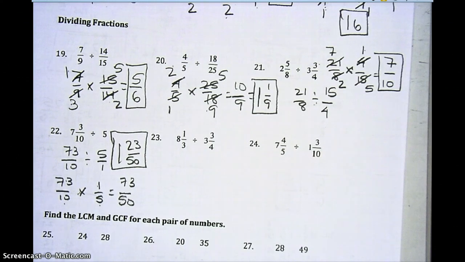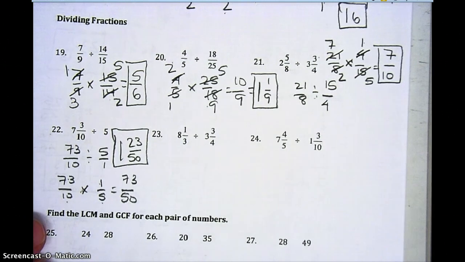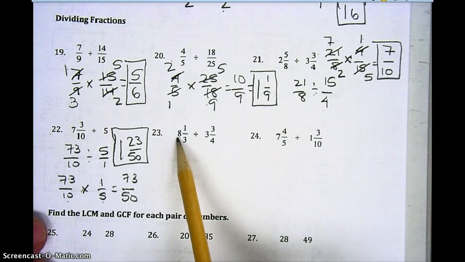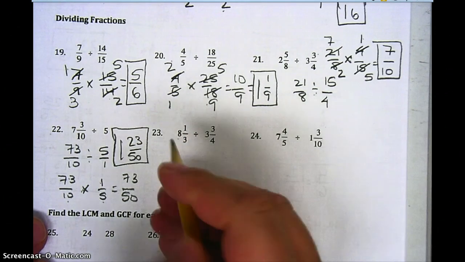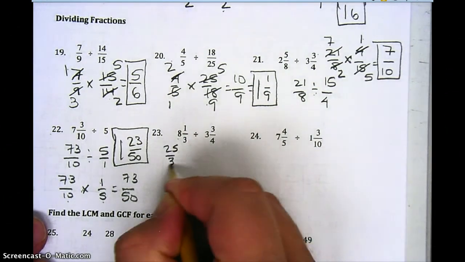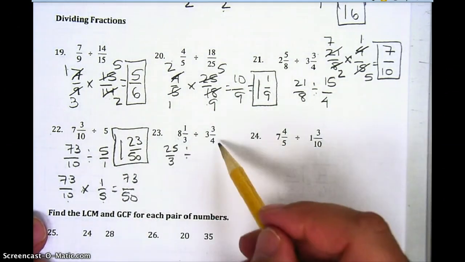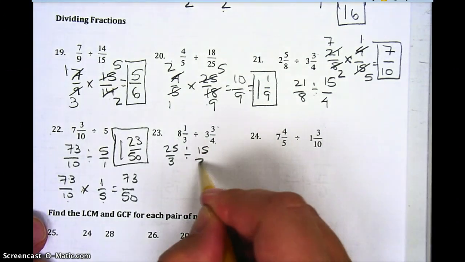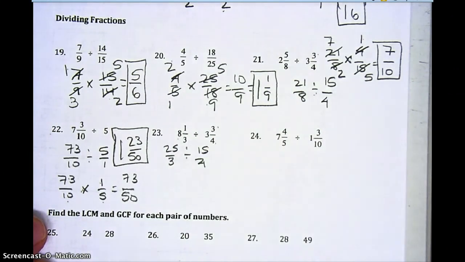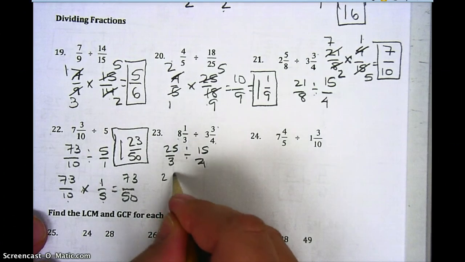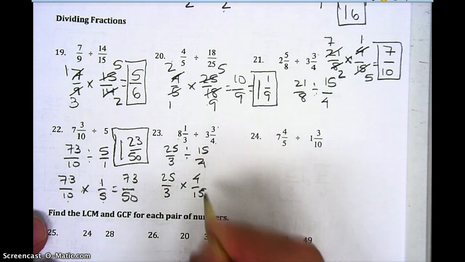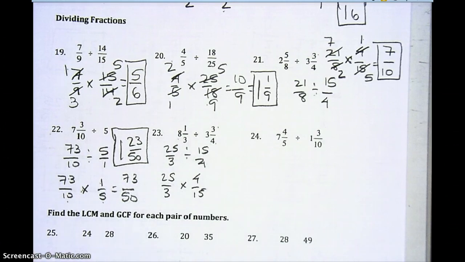Okay, let's see how we did with this one. So remember, the first step is to change it to an improper fraction. Change my mixed numbers to improper fractions. 3 times 8 is 24, plus 1 is 25 thirds, divided by 3 times 4 is 12, plus 3 is 15 fourths. Now I've got to copy, change, flip it. So it's going to be 25 thirds times 4 fifteenths. And now I can reduce.